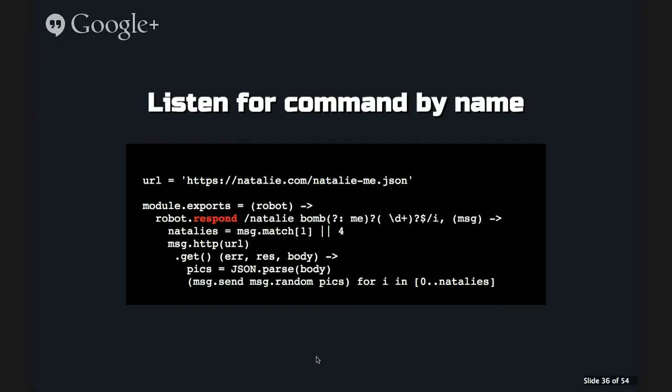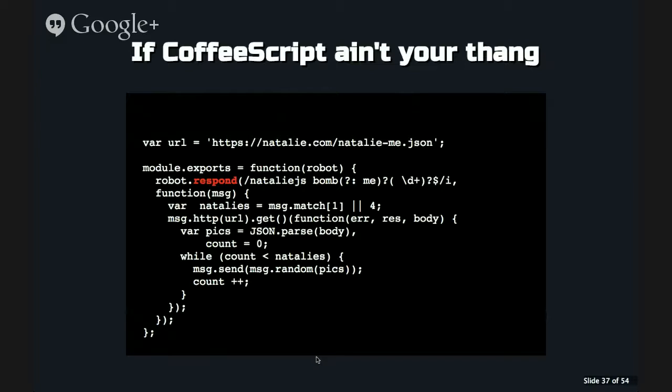So the first section is this response section. This will listen to a specific command with the actual Hubot name. In this case, it would be "thing Natalie Portman bomb me." This is in CoffeeScript. If you're wondering why this looks a little bit weird, if you're used to JavaScript, I'll just point out that JavaScript does work as well, as long as you prefix the file name with .js instead of .coffee.